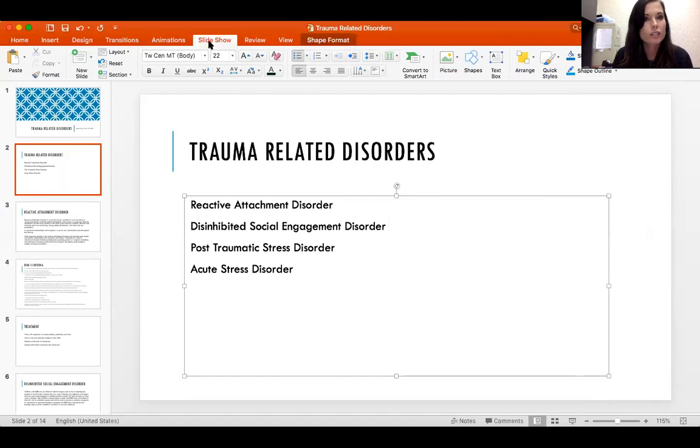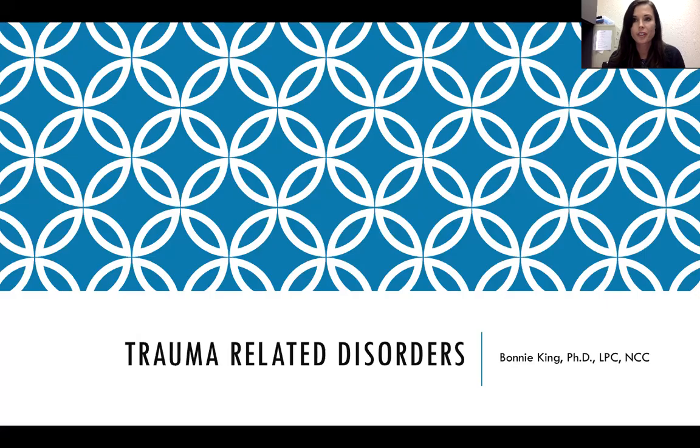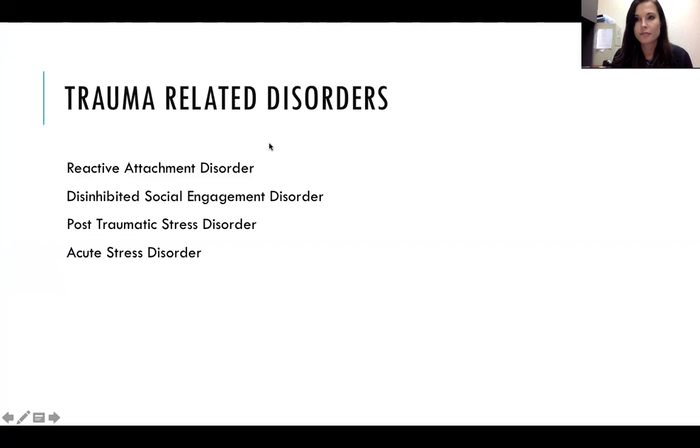Today we're going to be talking about trauma-related disorders. All right. So the disorders we're going to be talking about today include reactive attachment disorder, disinhibited social engagement disorder, post-traumatic stress disorder, and acute stress disorder.